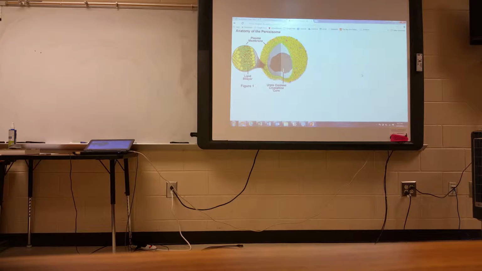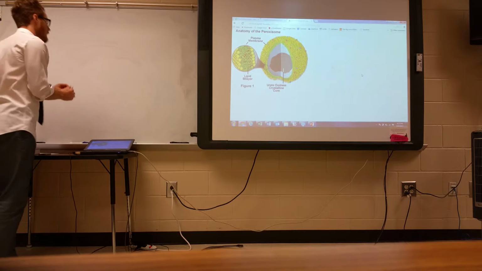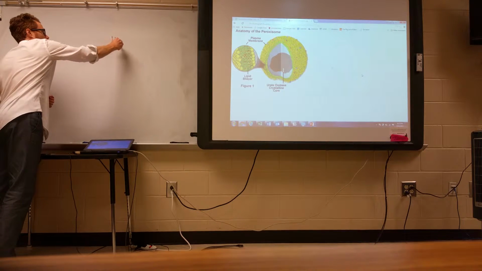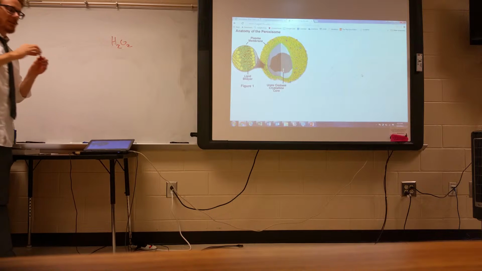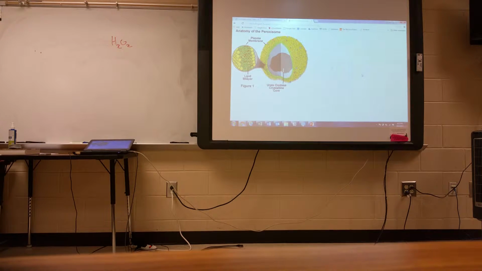So hydrogen peroxide is H2O2, but it's a dangerous molecule for cells because it attacks the cell membrane. And so your cells are constantly producing hydrogen peroxide, and they need a way to neutralize it so that they don't destroy themselves in the process of producing it. So they send their hydrogen peroxide to the peroxisome, and the peroxisome takes care of it by breaking it down into water.